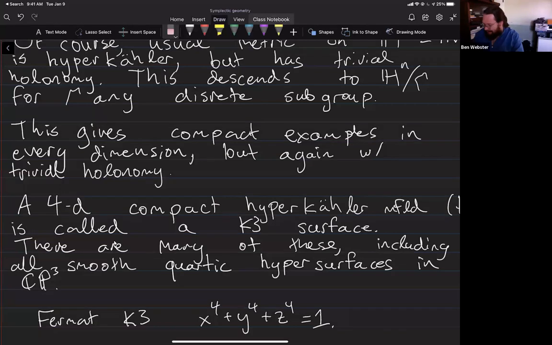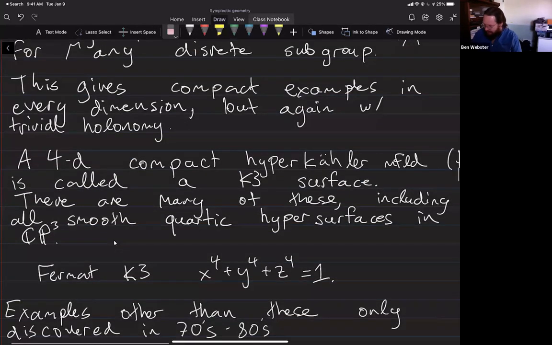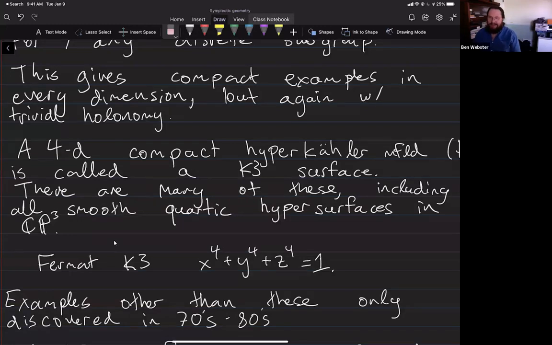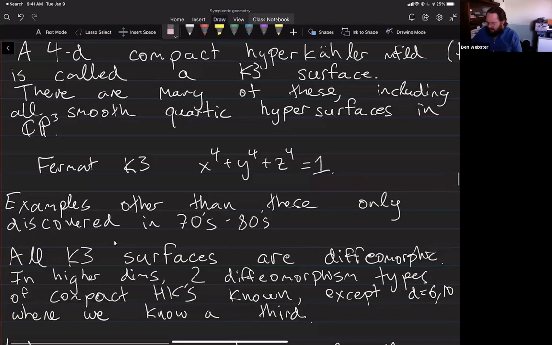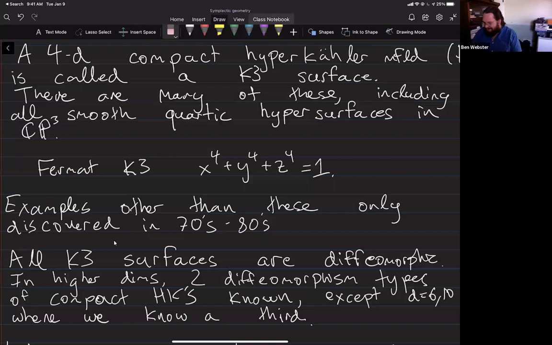So one of these is given by what's sometimes called the Fermat K3, because it's a generalization of the equation from Fermat's last theorem. I take x^4 + y^4 + z^4 = 1. I look at that inside C^3 and then look at its projective closure in CP^3. That gives me a smooth hypersurface. And it turns out that has a hyper-Kähler metric. And as I said before, examples other than these had to wait until the 70s or 80s to find. One of the ways of defining K3 surfaces is actually that they're all diffeomorphic to each other.